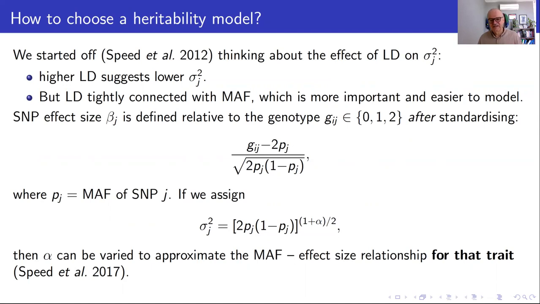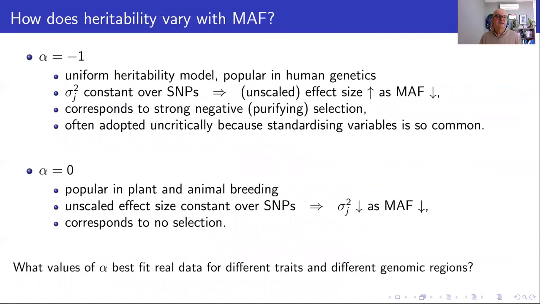But because standardization is so prevalent, we're going to leave the standardization there, but adjust instead this variance parameter in terms of the MAF via this free parameter alpha. And alpha can be different for different traits, or you can use a kind of default value, as we'll discuss in a moment. So alpha equals -1 is back to the uniform heritability model, and we can choose other alphas, and we discussed that first in our 2017 paper.